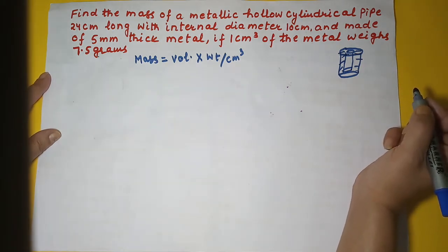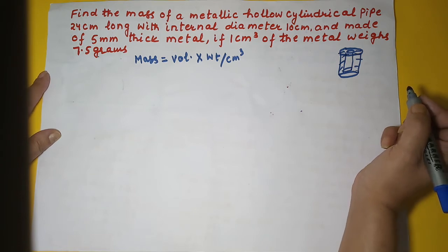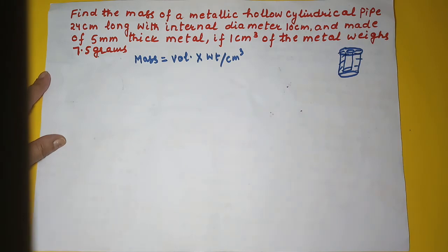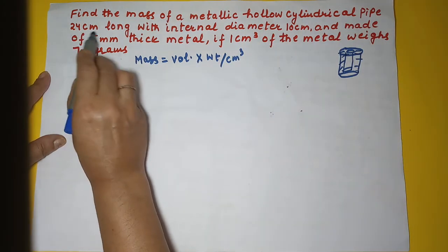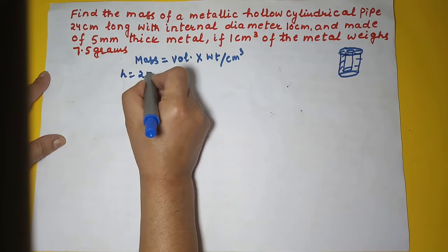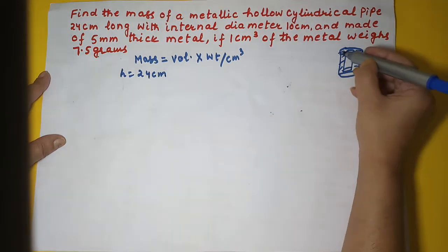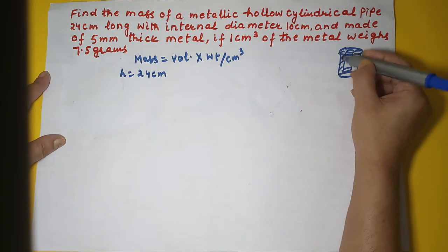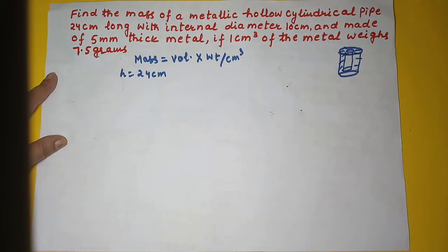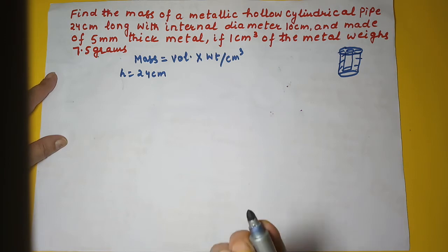Now for that we need the internal radius. We also need the external radius, right? So let's see what all is given to us. Let's first write the data, which is 24 centimeter long. So this gives us height as 24 centimeters, right? Height will remain same whether you are calculating the external volume or the internal volume. Height in both the cases will remain same. Now, what are the two things that we want? We want the internal diameter as well as the external diameter. And from that we will calculate the radius.